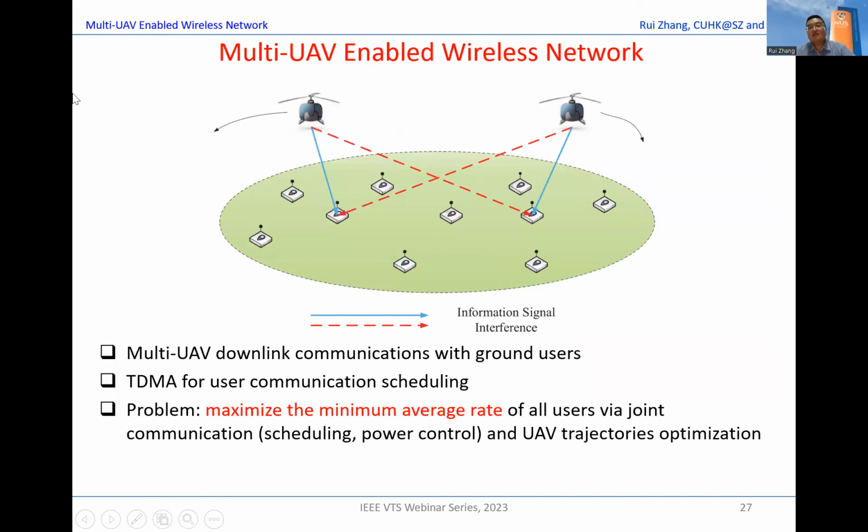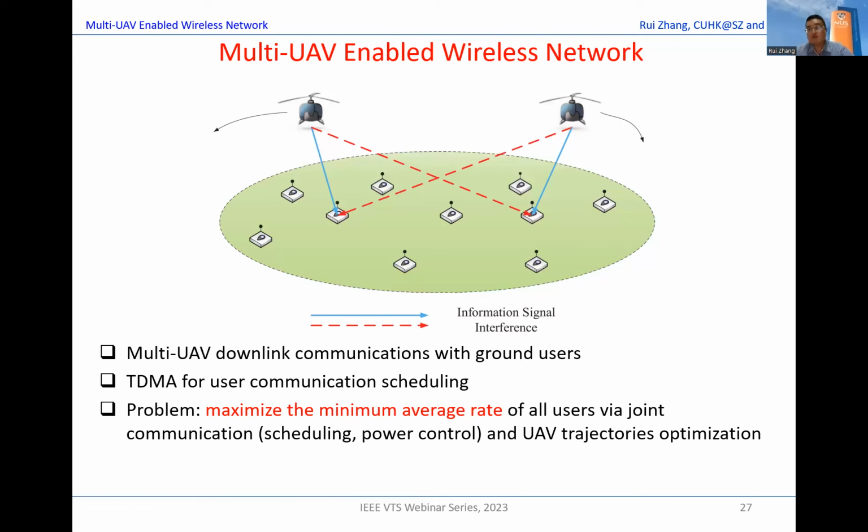So for the first work, you can think about, we have multiple, here I only show two UAV base stations, and they want to jointly serve some ground users, for example, IoT sensors. And then, how do we jointly design their trajectory and also the communication resource scheduling with the ground users, such as to maximize the throughput? Here, it's called maximizing the minimum average rate of each ground user.